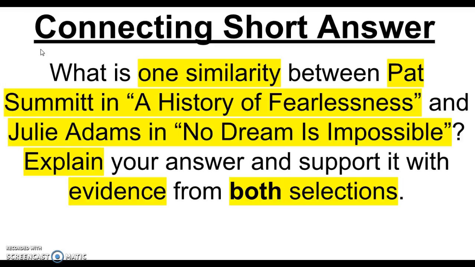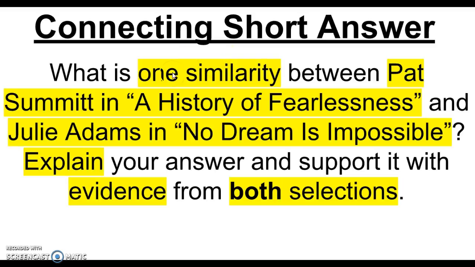Okay. So I've read my question, I haven't looked at my passages yet, but now I know that A History of Fearlessness and No Dream is Impossible are going to be paired. So I know I'm going to have to answer questions about both of those passages. So this way, when I go to read both of those passages, I can start thinking about how they are similar or the same. So I went ahead and marked my keywords because again, I'm going to let this question help guide me through my reading.